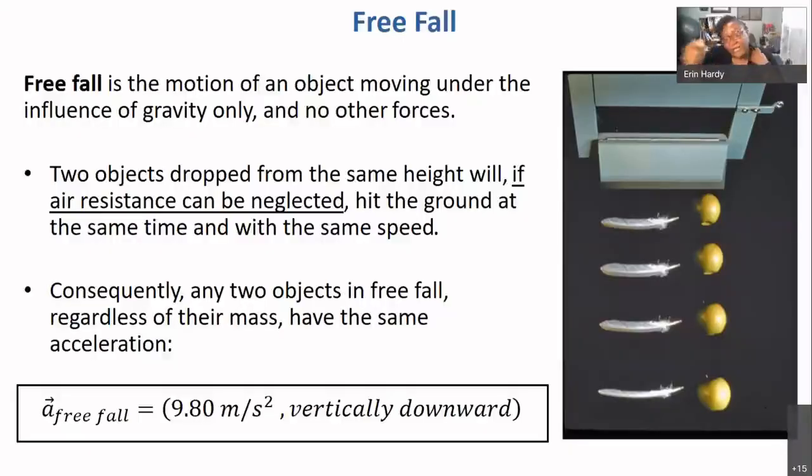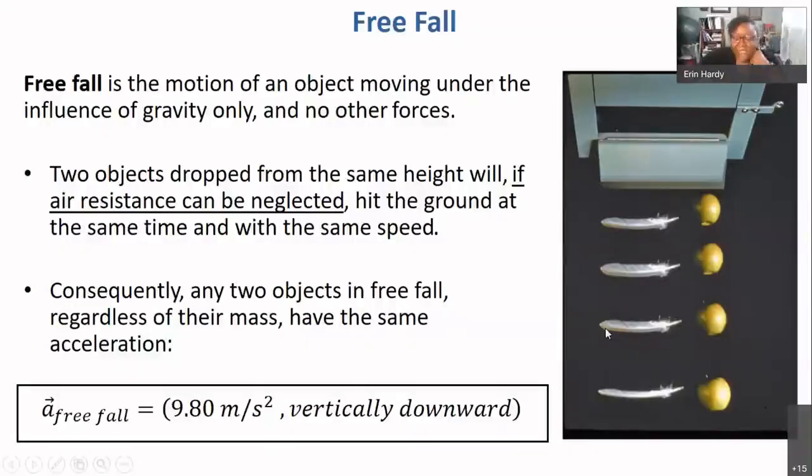Before we get to that point, we can take a look at objects that are only moving vertically, so no horizontal motion at all, because there is a shared, common acceleration that we'll be able to apply to objects that are only moving under the influence of gravitational forces. And this is the concept of free fall acceleration that's highlighted on this slide here.